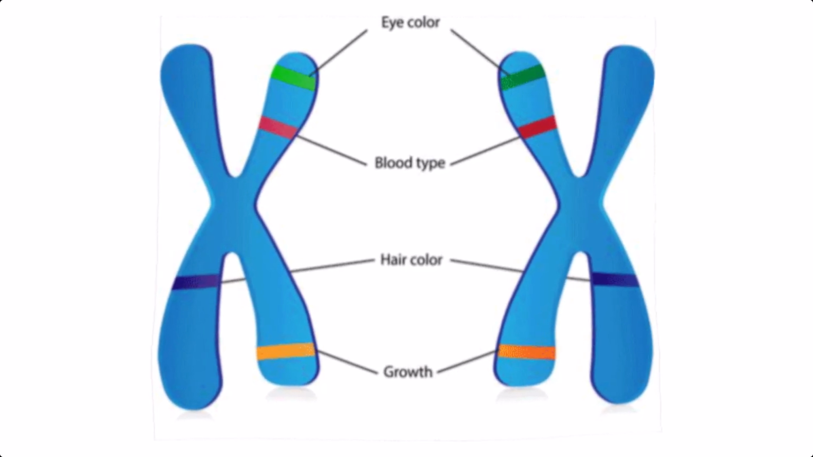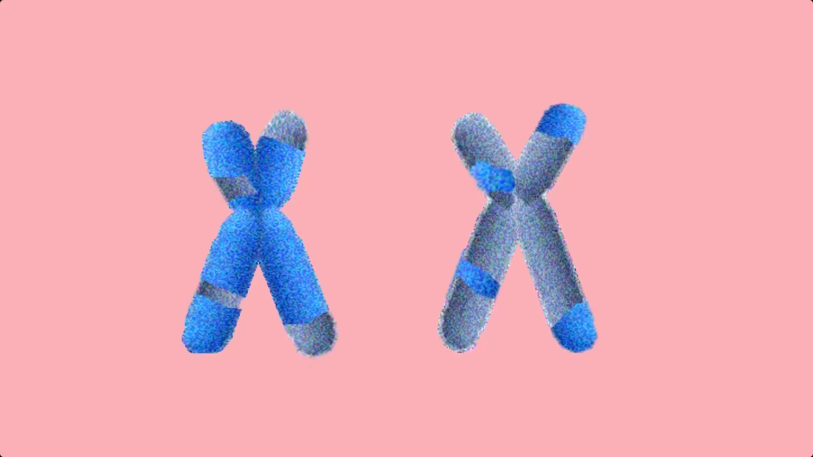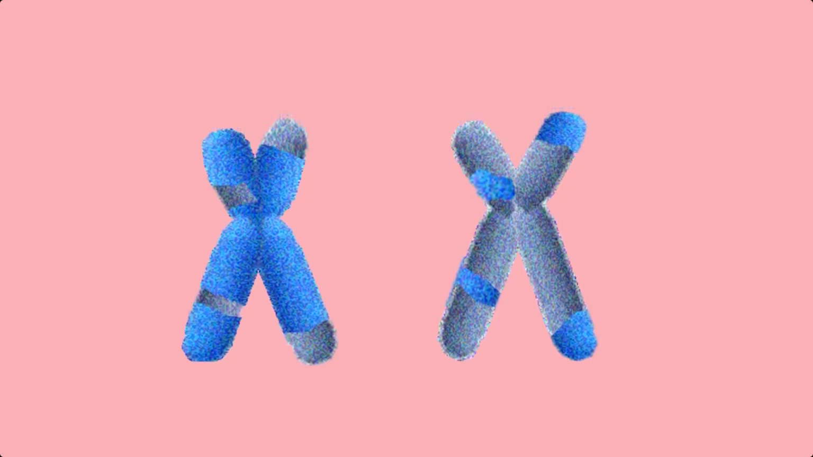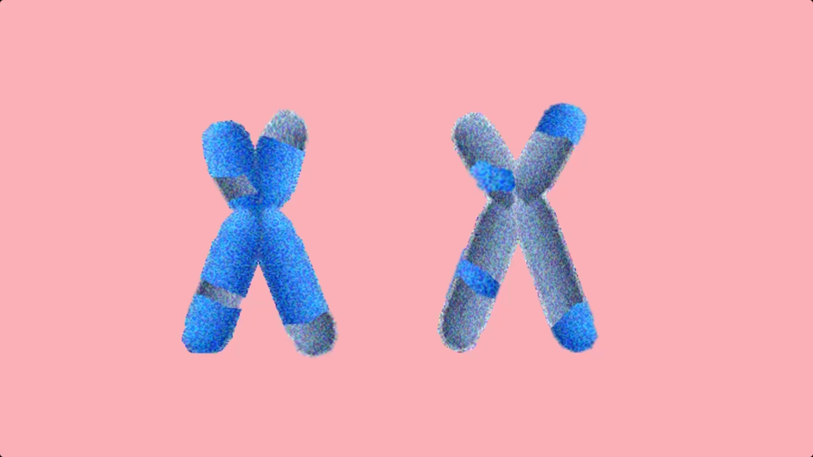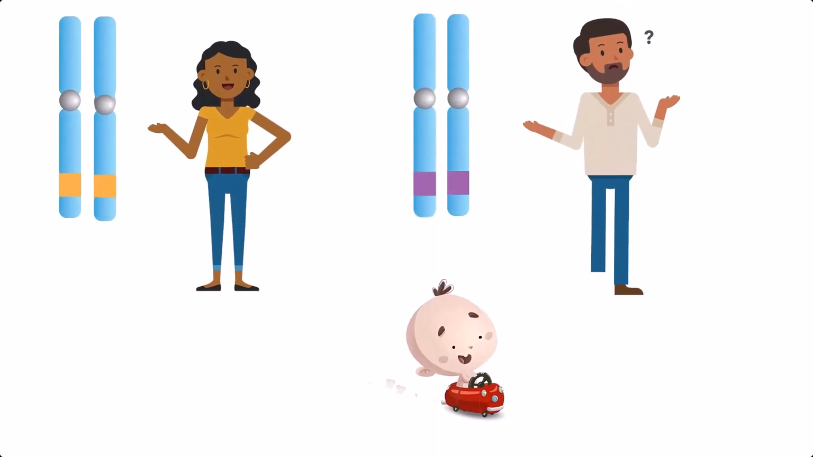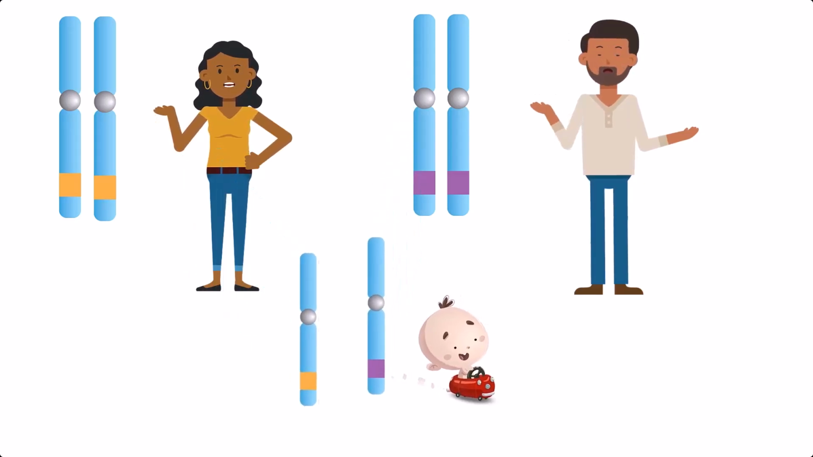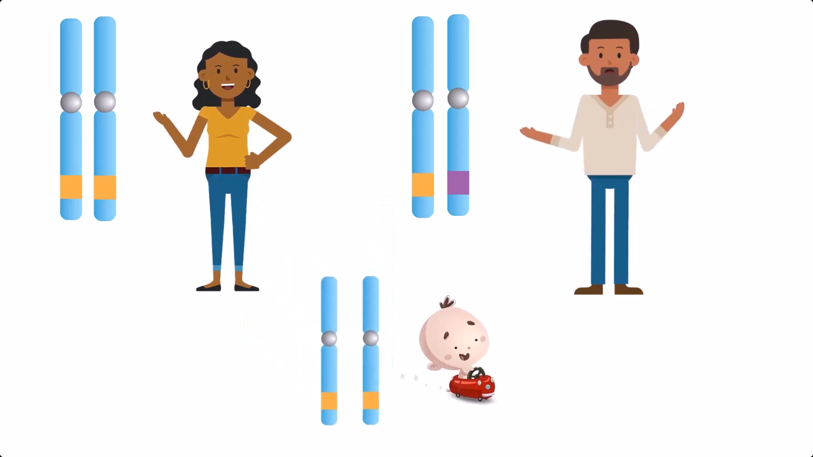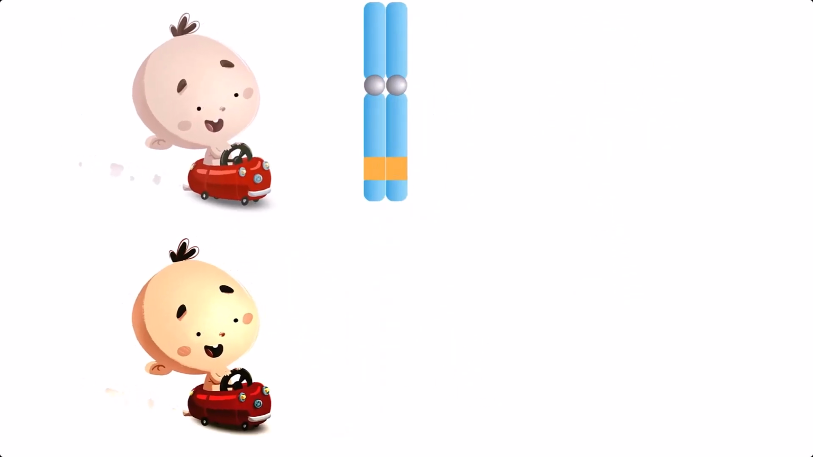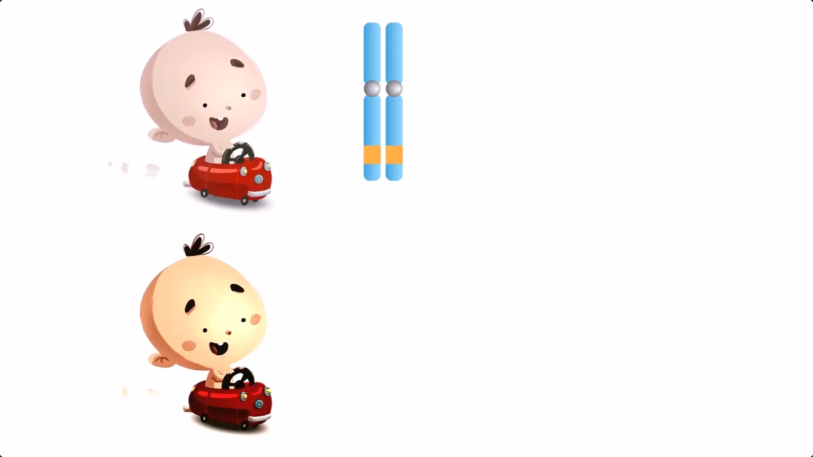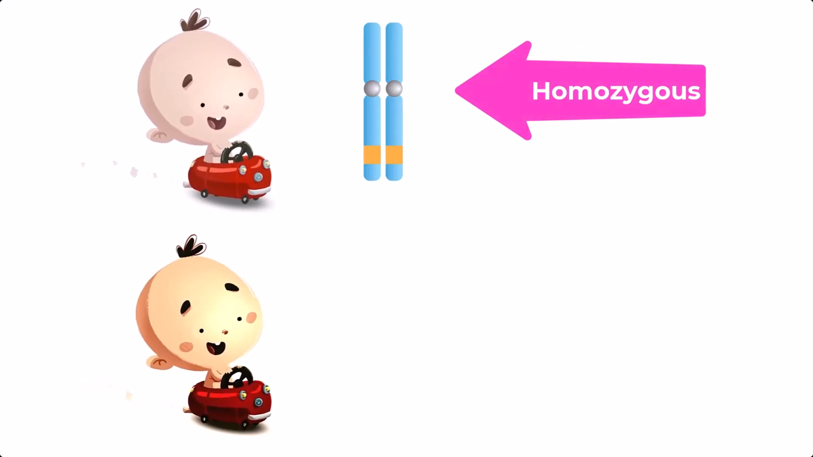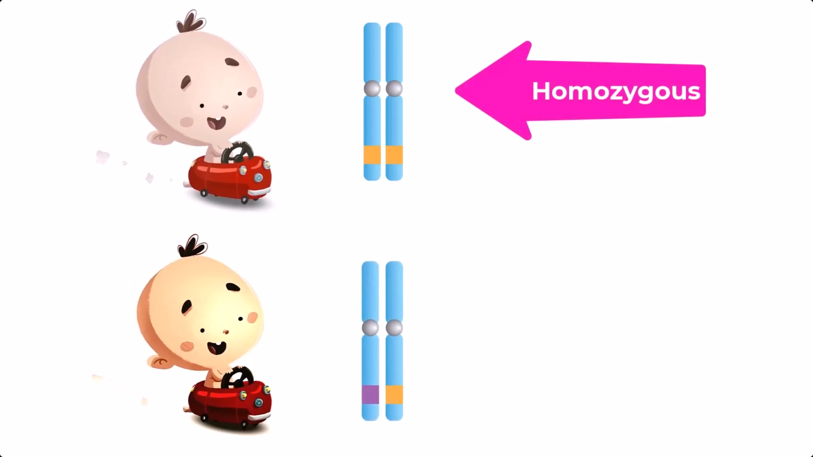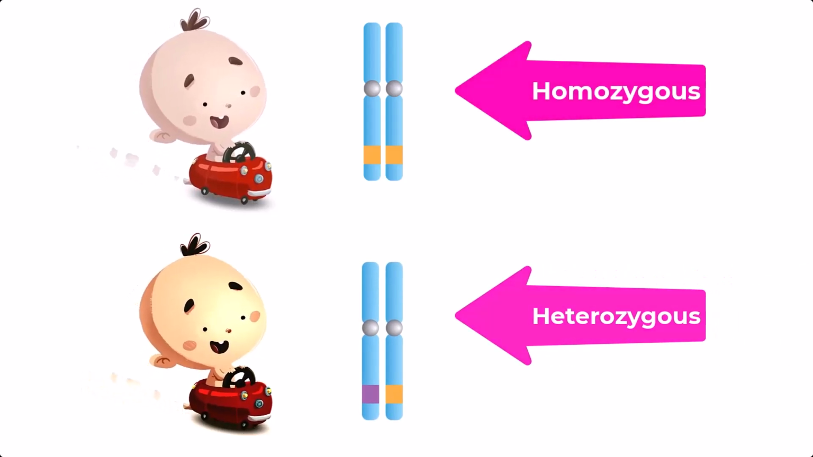Alternative versions of genes are now called alleles. Alleles are alternative versions of genes that account for variations in inherited characteristics. For each character, an organism inherits 2 alleles of a gene, one from each parent. These alleles may be the same or different. An organism that has 2 identical alleles for a gene is said to be homozygous for that gene. An organism that has 2 different alleles for a gene is said to be heterozygous for that gene.